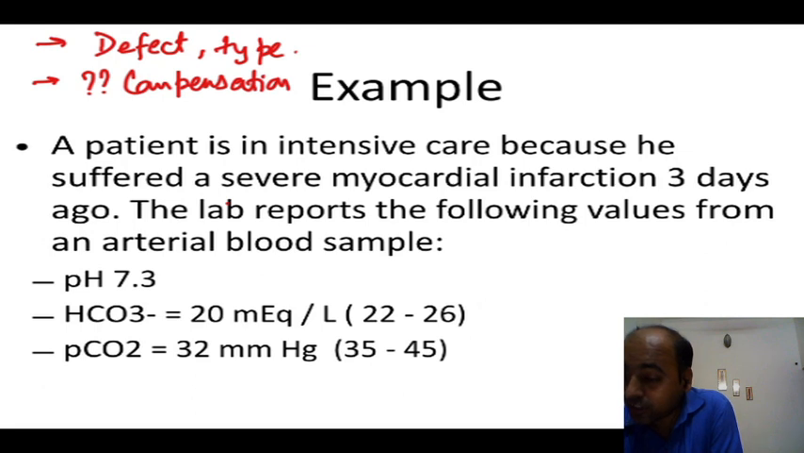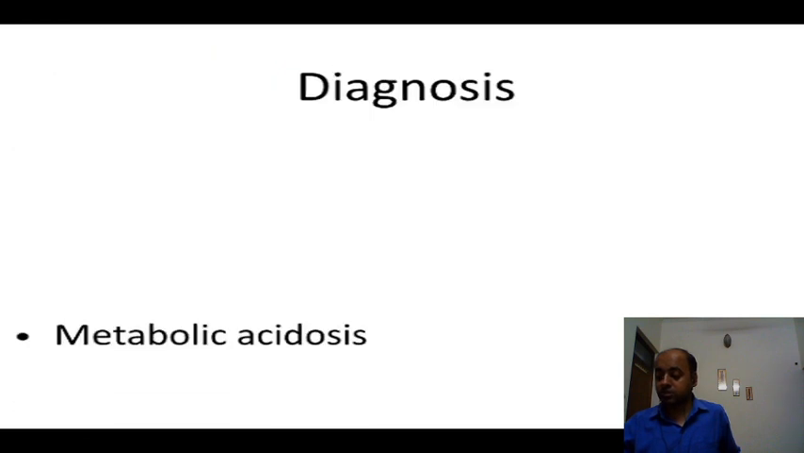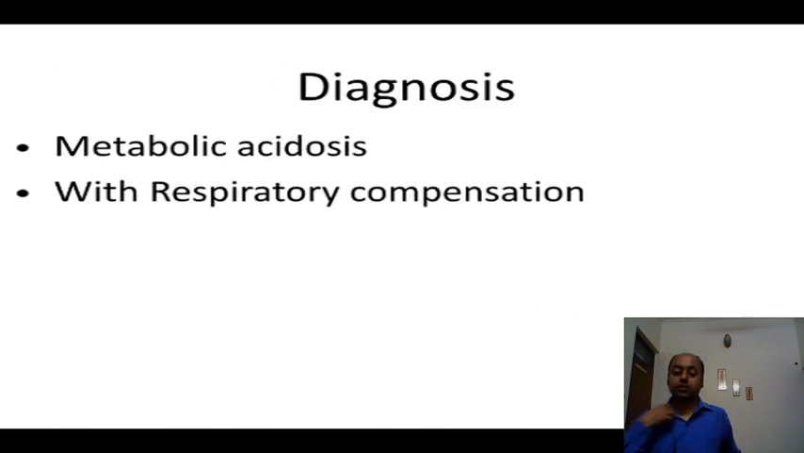Okay, Hena has given a very good answer: metabolic acidosis and partial respiratory compensation. Compensation is also there. Very good. So I'll just show you the answer. The answer is metabolic acidosis with respiratory compensation. Very good, Jigar. That is the correct answer.